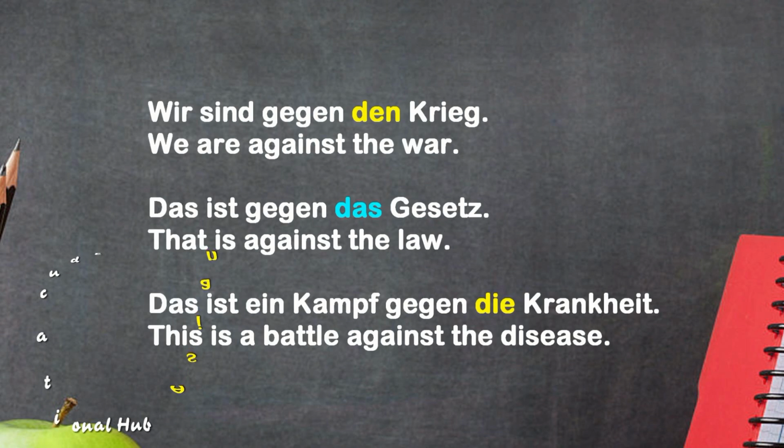Now with article, definite article. Wir sind gegen den Krieg. We are against the war. Krieg means war. Das ist gegen das Gesetz. Gesetz means law. So that is against the law. Das ist ein Kampf gegen die Krankheit. So this is a battle against the disease.